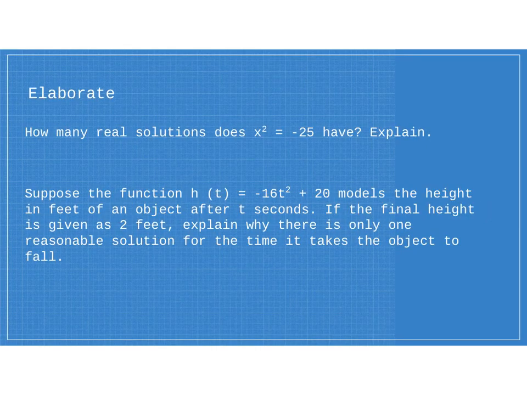Alright, so I want you to elaborate here. So how many real solutions does x squared equal negative 25 have? And suppose the function h of t equals negative 16t squared plus 20 models the height in feet of an object after t seconds. If the final height is given as 2 feet, explain why there is only one reasonable solution for the time it takes the object to fall. So I want you to work on those, and we will discuss those when you come back to class.